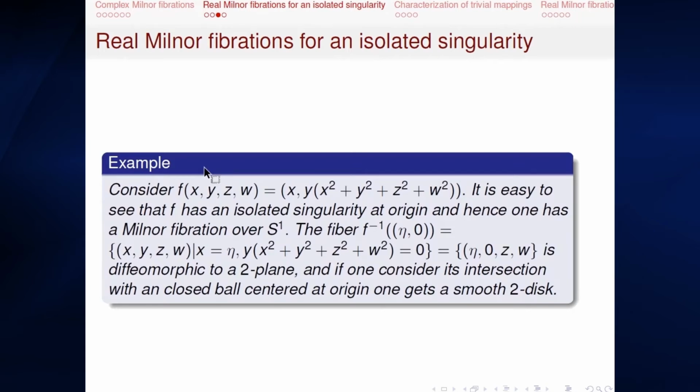Consider this example from R4 to R2. It's easy to see that the fiber is diffeomorphic to a disk. So the fiber doesn't have the homotopy type of a bouquet of spheres. So we can see a difference of the topology between the real case and the complex case. In the complex case, for an isolated singularity, the fiber always has the homotopy type of a bouquet of spheres.